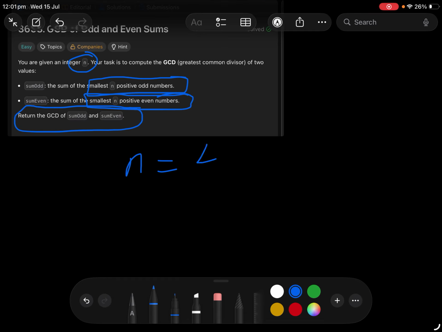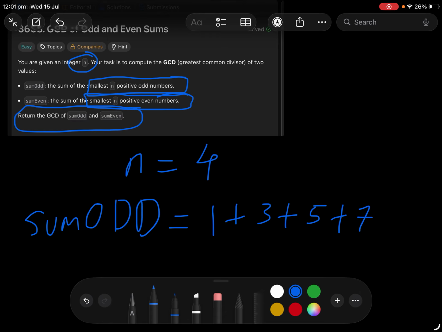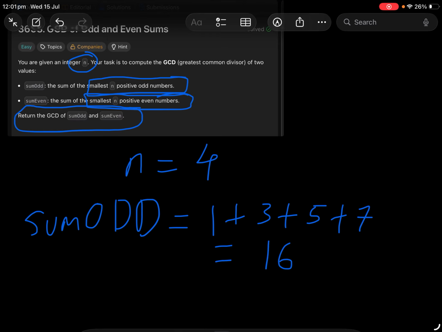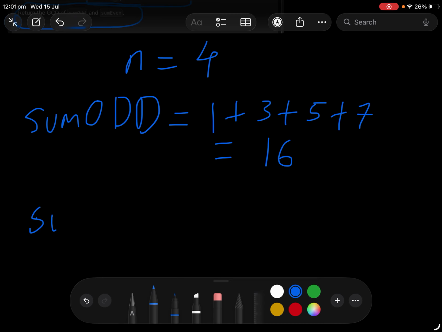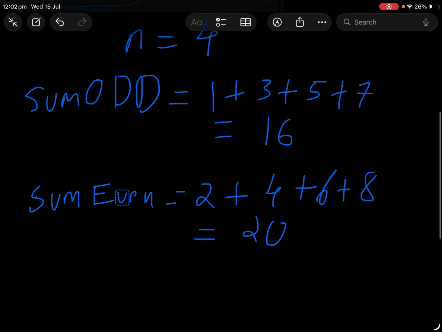Suppose n is equal to 4. What will be the sum of odd? It will be the sum of the first four smallest odd numbers: 1, 3, 5 and 7. So the addition is 16. And the sum of even is the sum of the first four smallest even numbers: 2, 4, 6 and 8. Addition will be 20. We have to calculate the GCD of both.